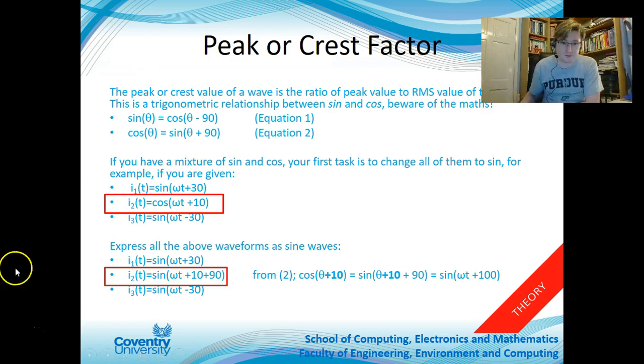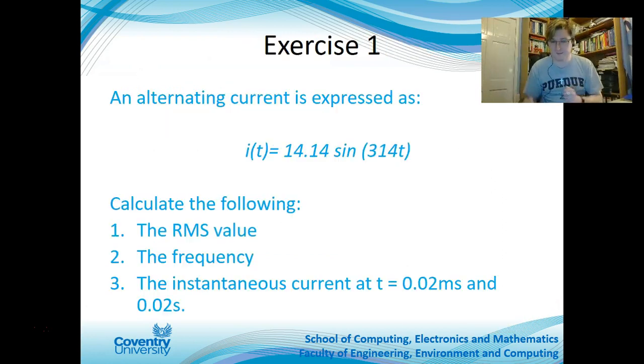Okay, so take that. So you've got this time an I1, which is sine omega t plus 30 degree phase, an I2, which is a cos omega t plus 10 degree phase, and an I3, which is sine omega t minus 30 degree phase. So we convert that by adding 90 degrees to it, as we've shown here. So I2 will then become sine omega t plus 10 plus 90, which gives us sine omega t plus a phase difference of 100. So remember to convert everything to sine. That's the important thing to take from this slide.